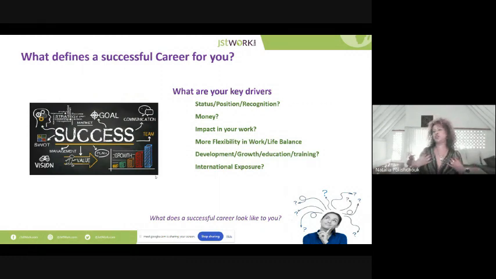It's also important to understand where you are in your career and what a successful career looks like to you right now. Is it more money? Is it more impact in the work you are doing? Do you want to have more international exposure? Do you want to learn more? What is it that defines a successful career for you? Before you even start saying, I want to shift and change, we need to really begin to understand what our drivers are. What is it that we are lacking?